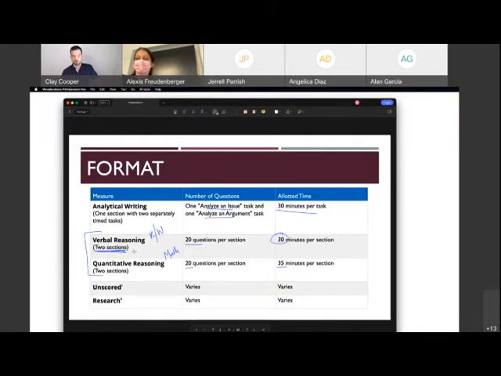So if you notice, we'll talk about pacing in a little bit, but your pacing is going to be different in the quantitative section versus the verbal. Not a lot different, but a little bit, okay?